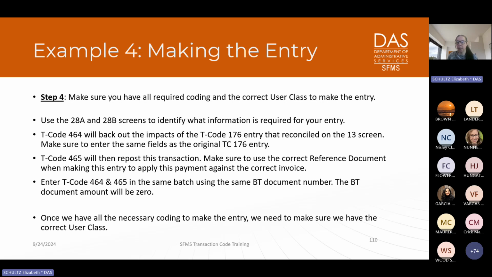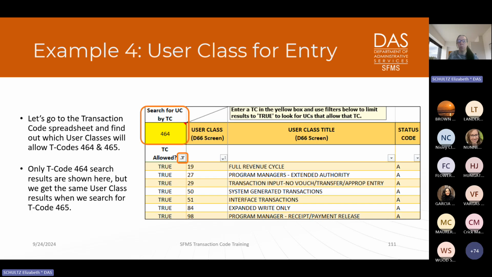Both of these T-codes will be entered in the same batch using the same BT document number, and the document amount is going to be 0 for a BT because it all nets to 0. So once we have the necessary coding to make the entry, we need to confirm our user class. We'll look up T-code 464, compare what user classes we have to what's allowed. You could also search by T-code 465. They're going to be the same results for that as well. So we can find our user class that we need for the entry.